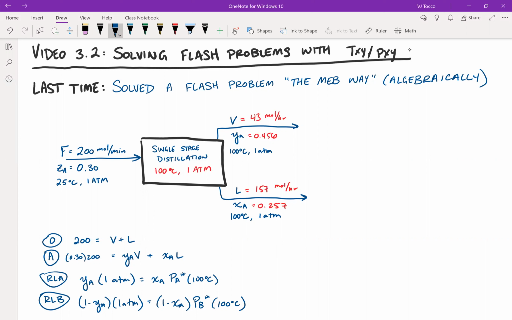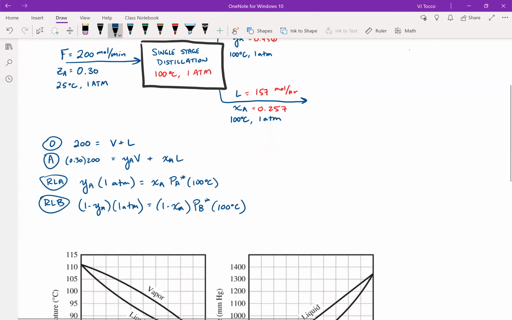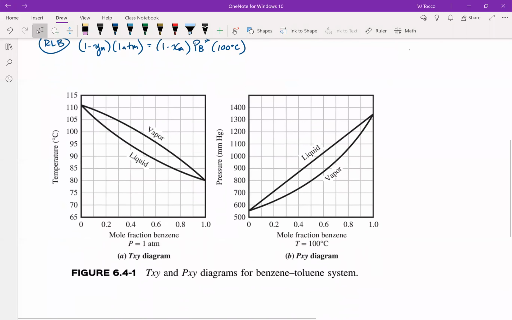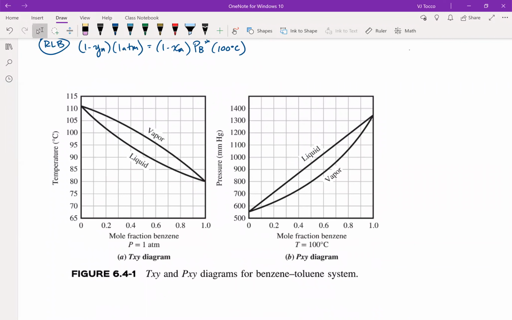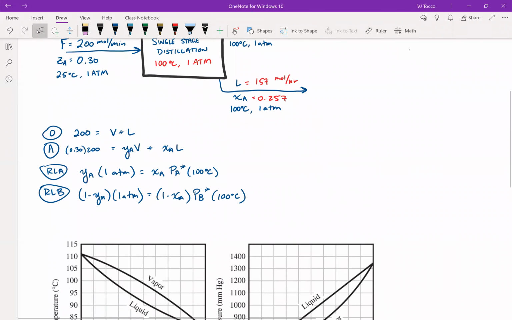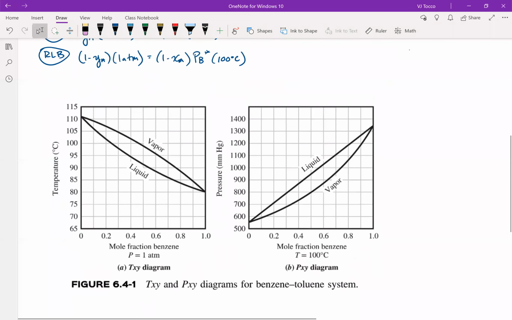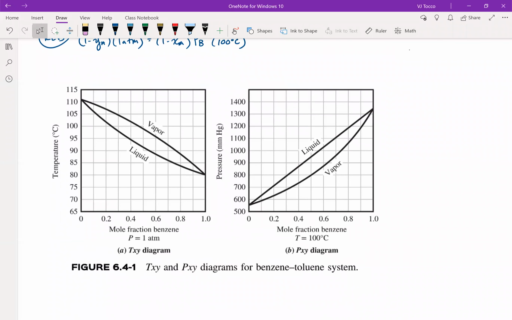Today, I'll show you a faster way to do this if you have access to a TXY or a PXY diagram. So our system is benzene toluene, and we're fortunate in that we happen to have TXY and PXY diagrams readily available. And our conditions of the flash separator are 100 C and 1 atmosphere. So I happen to have access to the TXY diagram at 1 atmosphere and also the PXY diagram at 100 degrees C. So I can use either one of these to develop my solution.